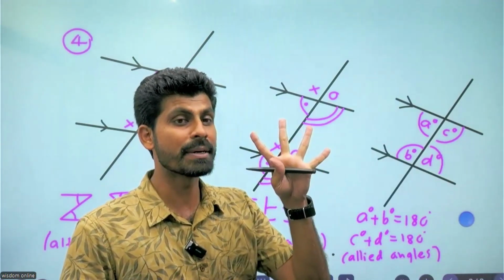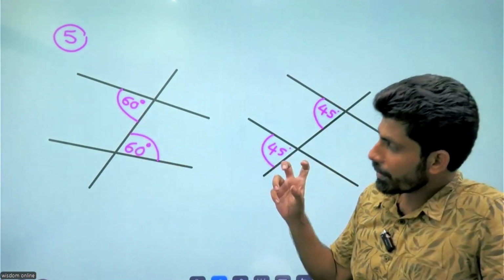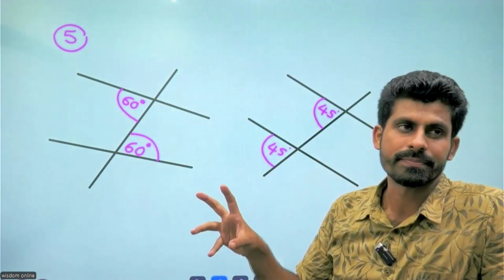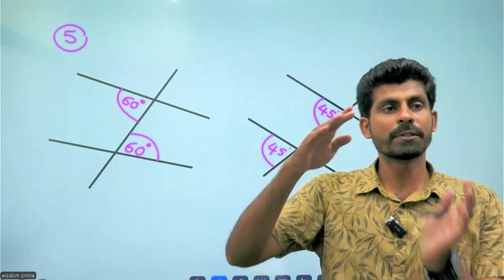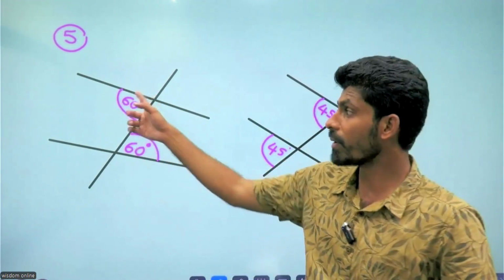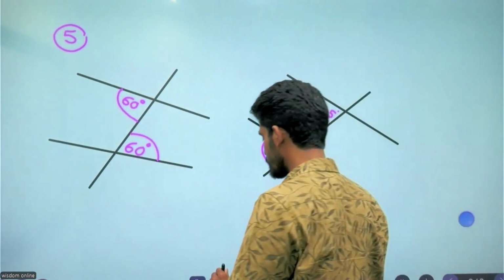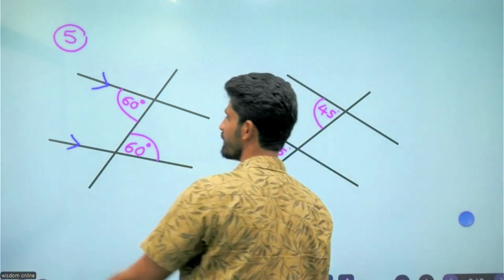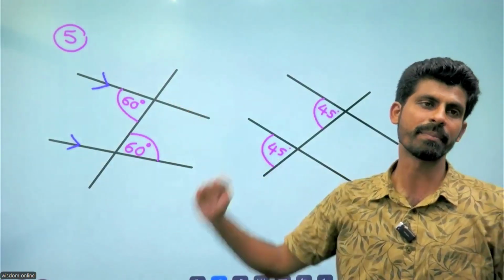Look at theorem number 5. Look at this one. Alternate angles are equal. This is the converse of the previous theorem. If those two lines are parallel, alternate angles are equal. If alternate angles are equal, we can say those two lines are parallel.